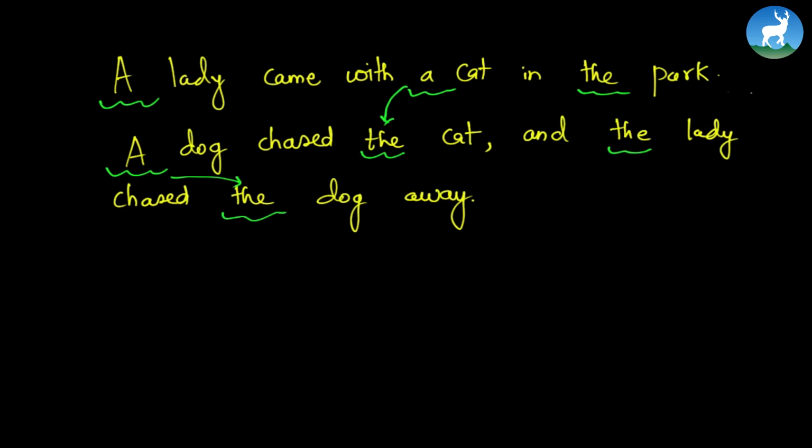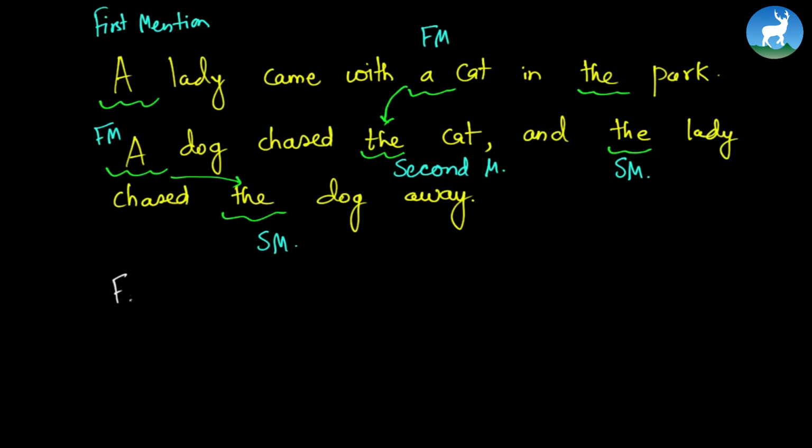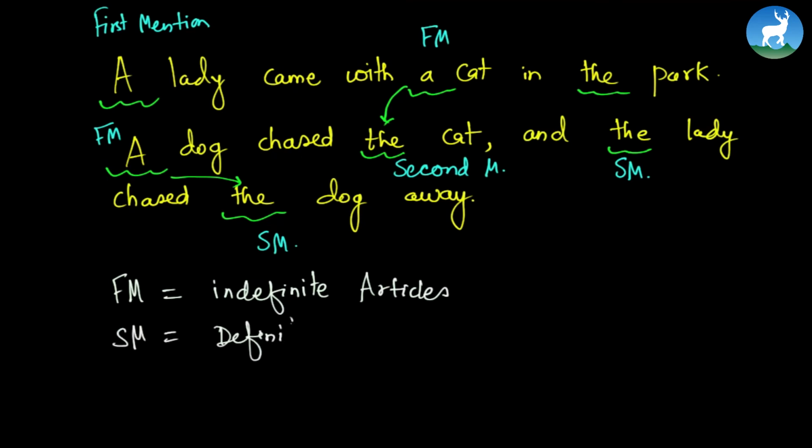So the whole point is, this is first mention. This is also first mention. I'm simply writing FM. It is not frequency modulation or something like that, right? First mention. For second mention, I'm writing SM. Second mention. Now the whole idea of this is, in first mention we use indefinite articles, while in the second mention we use definite articles.